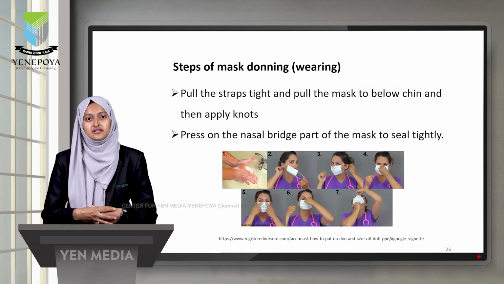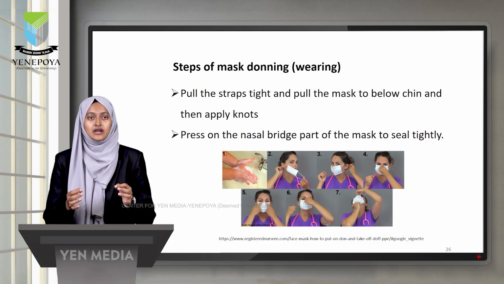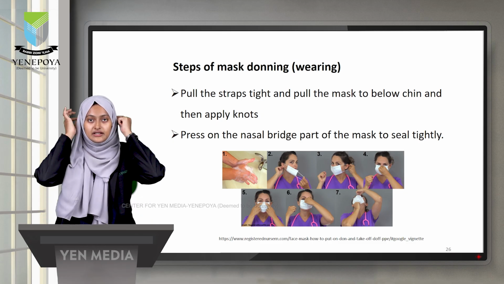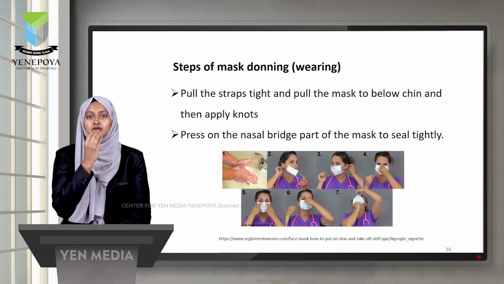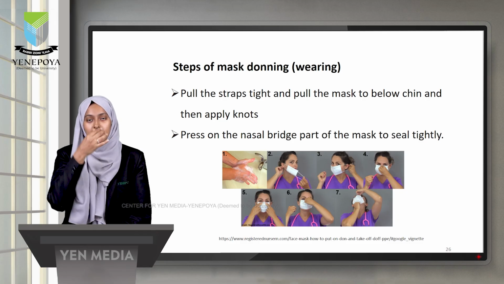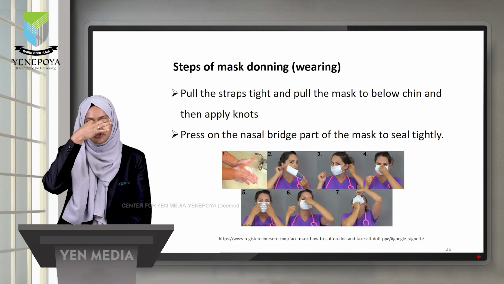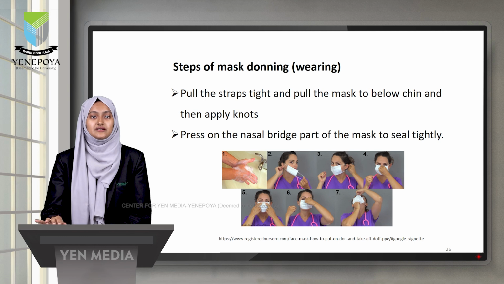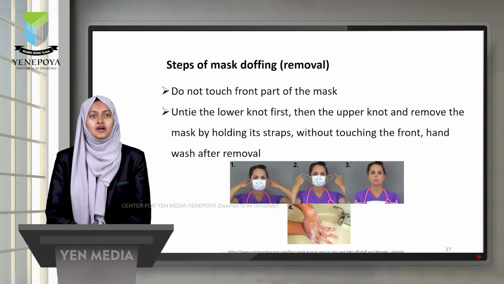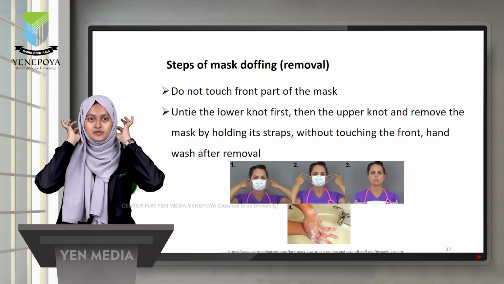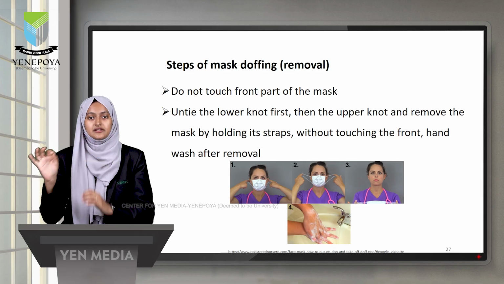So how do you wear a mask? What are the steps of mask donning? If you have the straps, you pull the straps tight like this, right? Then you pull the lower part below the chin, and then the nasal bridge. You need to press on the nasal bridge so that it is sealed tightly. How do you remove the mask? With the straps, you just pull it off like this and discard it into the bin.